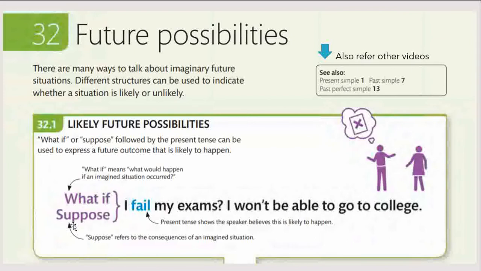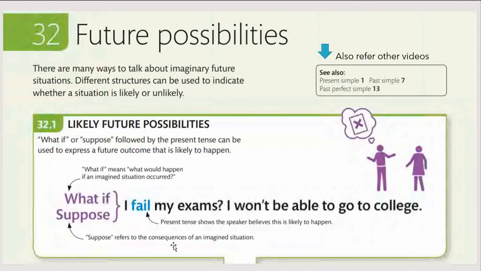Another construction is suppose I fail my exams. I won't be able to go to the college. Now these two possibilities are mentioned. What if means what would happen if an imagined situation occurs. That means if he or she fails, the person would not be able to go to college. That is the outcome, and this is a possibility. That means a likely condition.